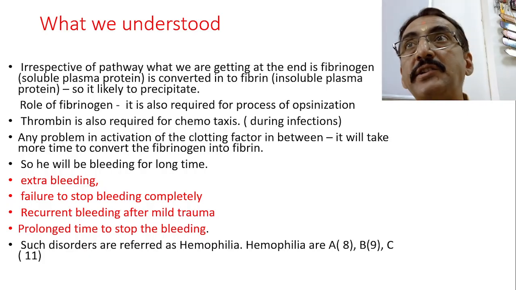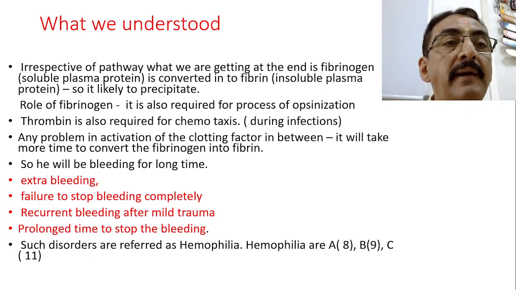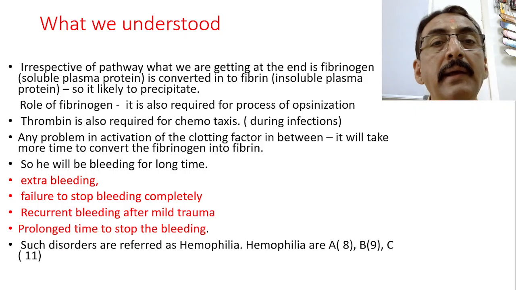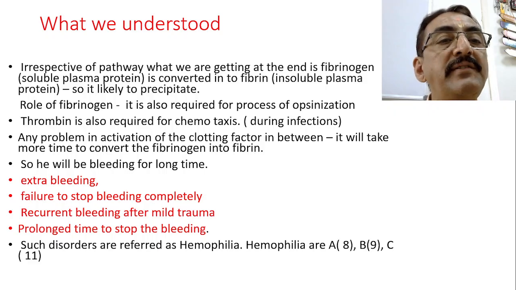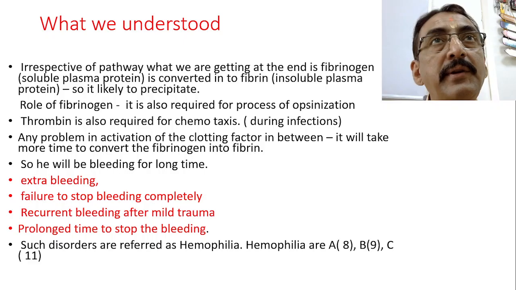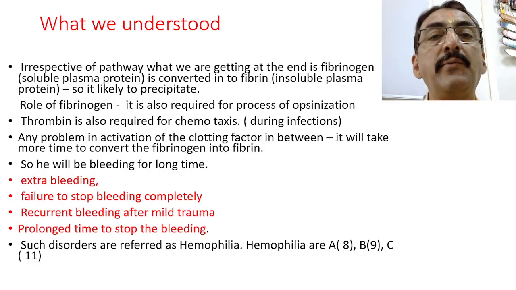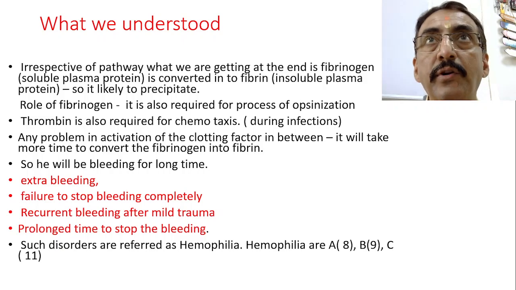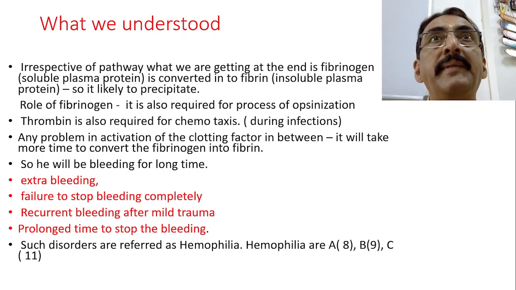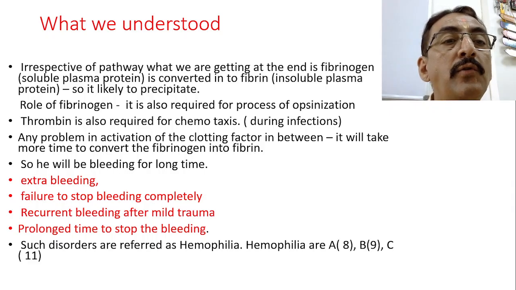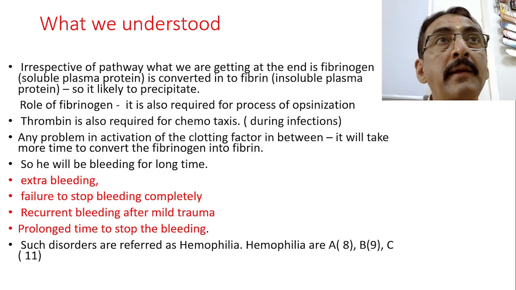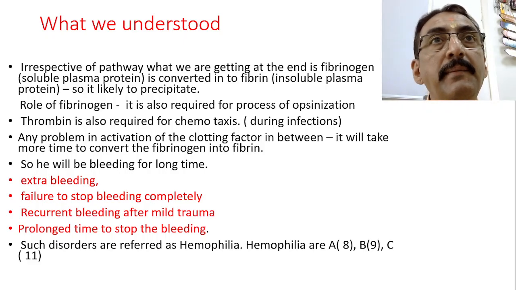What we understood so far is that irrespective of the pathway, what we get at the end is fibrinogen. Fibrinogen is a plasma soluble protein, and that fibrinogen is converted into fibrin, which is a plasma insoluble protein. We want an insoluble protein to block that broken area. So what is the role of fibrinogen? The role of fibrinogen is forming the permanent hemostatic plug.